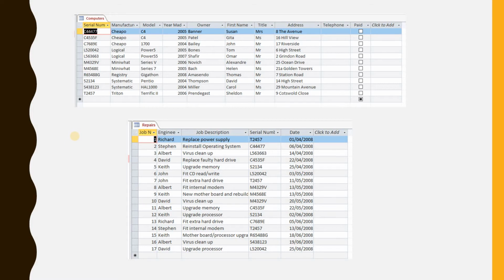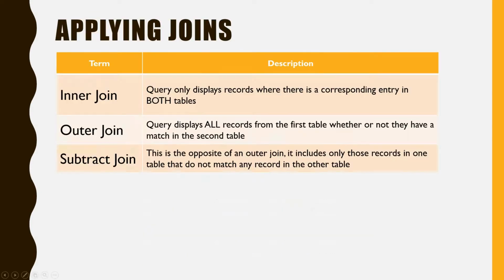This is an important point to remember. Sometimes a linked tables query will not display all the records you expect because of this. Using this example, if you wanted to display all computers in a query, whether or not they had a match in the repairs table, you would redefine the link as an outer join based on the computers table.